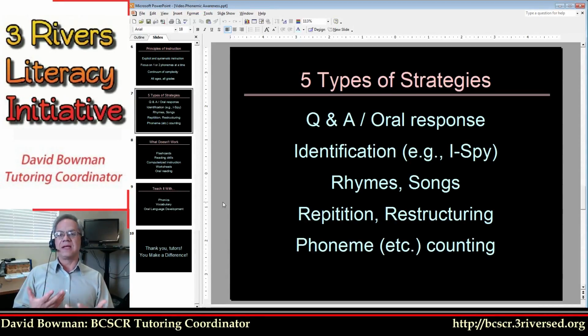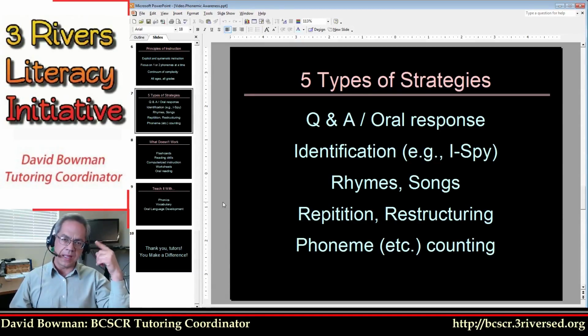And then any kind of identification strategies, I'm a big fan of I spy. I spy is something that ends with the letter or ends with the sound "all." Oh, wall. Okay. I think that's a lot of fun. And it really helps to pinpoint and make students think about the sounds within words. So any kind of identification strategies is going to be good.